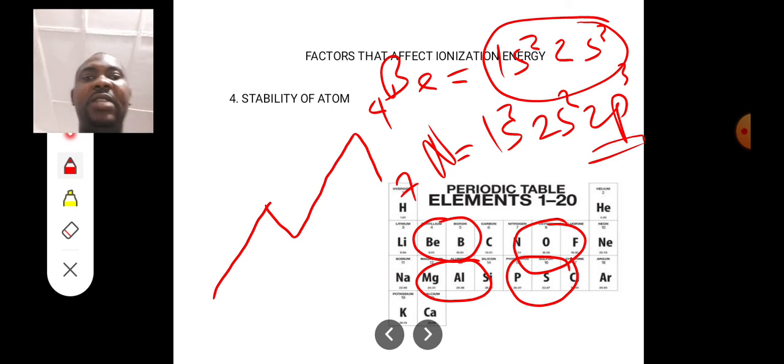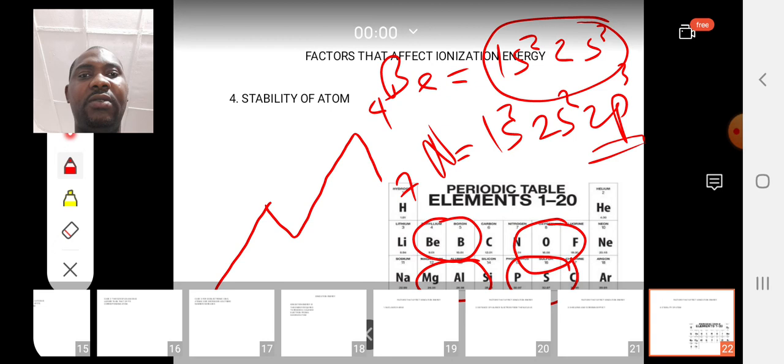So ionization energy of nitrogen is greater than that of oxygen, phosphorus is greater than that of sulfur, magnesium is greater than that of aluminum, beryllium is greater than that of boron. Why? Because their orbitals are either half-filled or fully filled, giving them stable configuration. Please take note of that. That is the only exception to the rule. Okay, so let's move on.